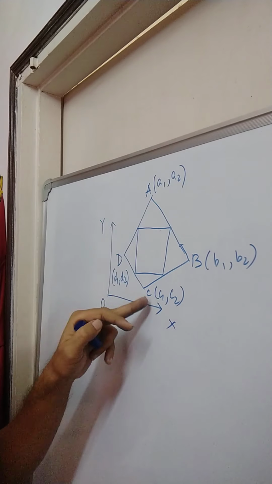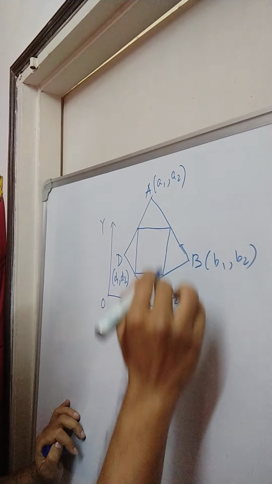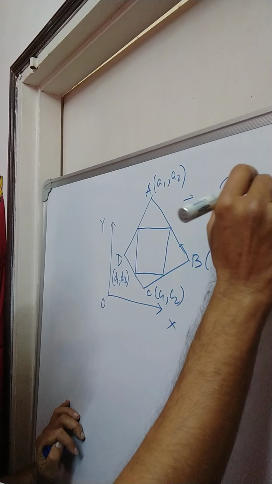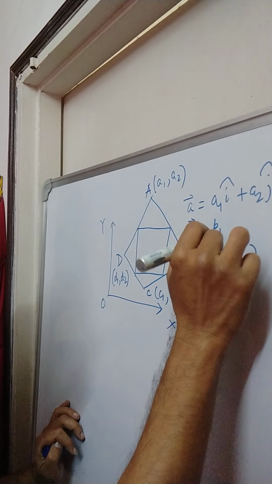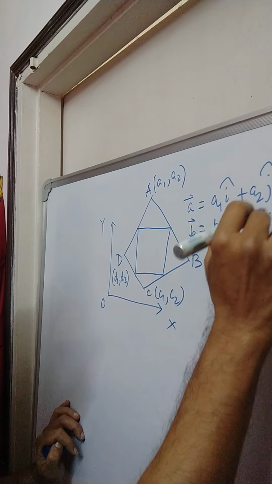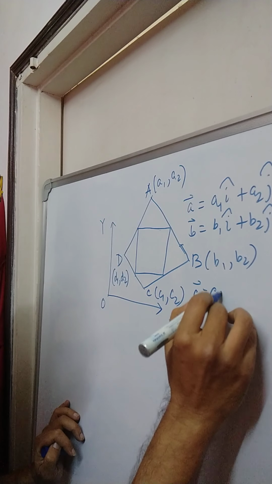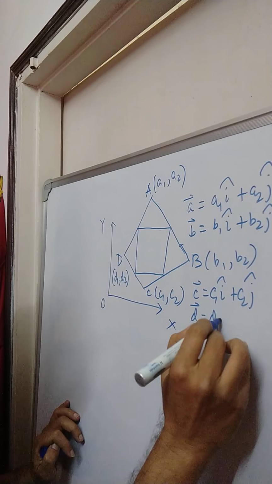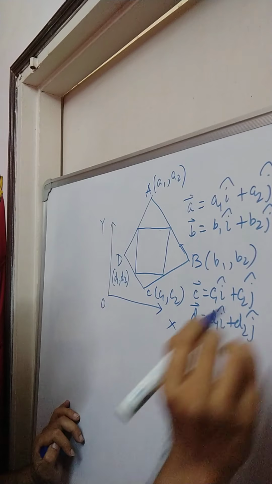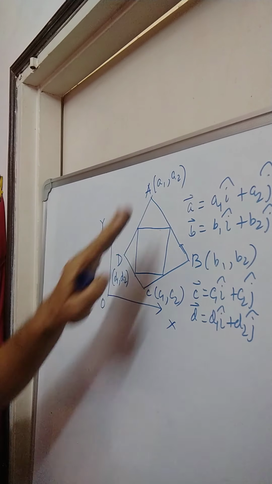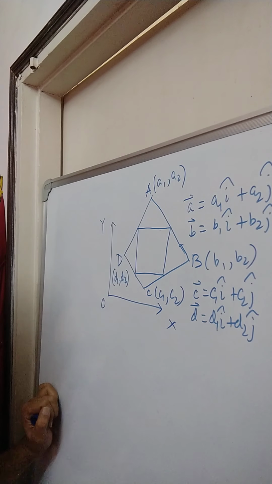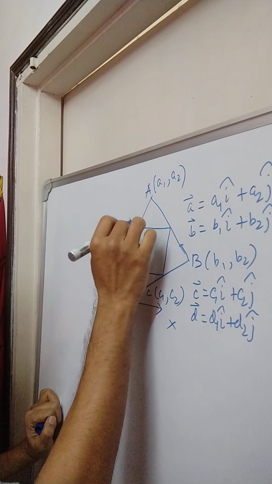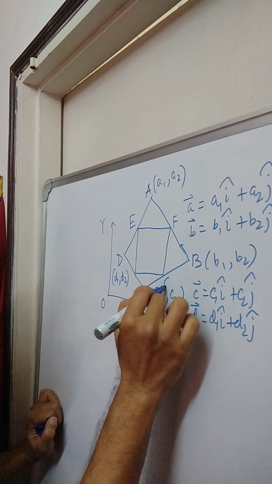of A, B, C and D, and they come out to be A equal to A1 i cap plus A2 j cap, B equal to B1 i cap plus B2 j cap, C equal to C1 i cap plus C2 j cap and D equal to D1 i cap plus D2 j cap. This is about simple formation of vectors. We all know this. Now, let us nomenclate this as E, F, G and H.